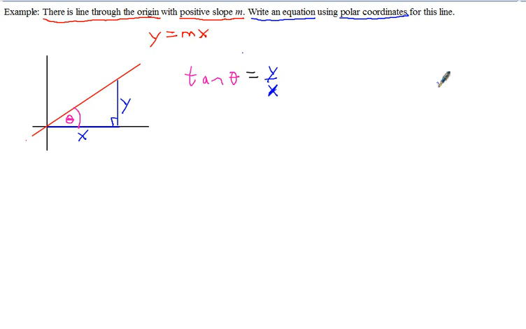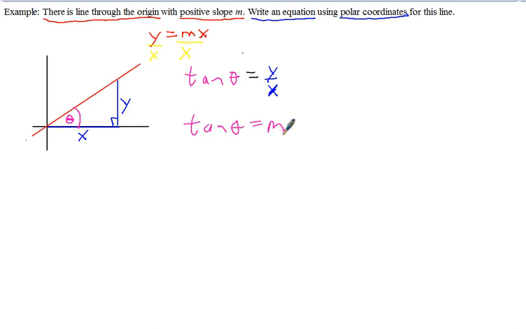In this case, though, we know that y over x, the slope, we can also represent by m. You can even see that if you divide both sides by x in this equation, you can see m equals y over x. So we'd have the tangent of theta equals m.